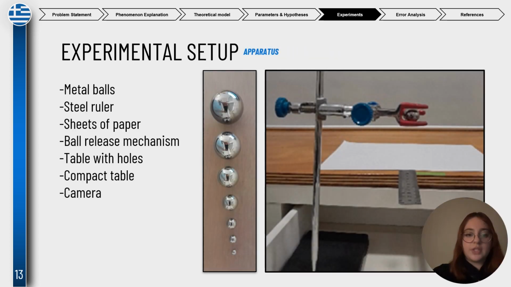Here we can also see the other instruments that we used: the metal balls, the steel ruler, the sheets of paper, the ball release mechanism, the table with the holes, the compact table, and the camera.